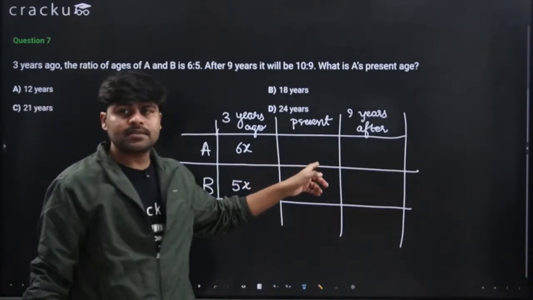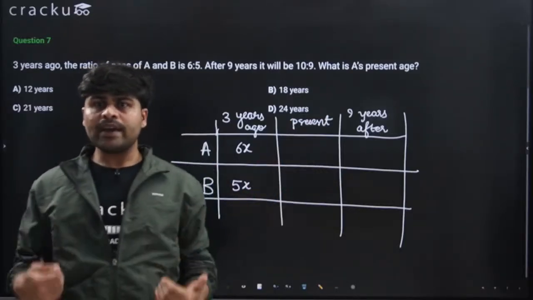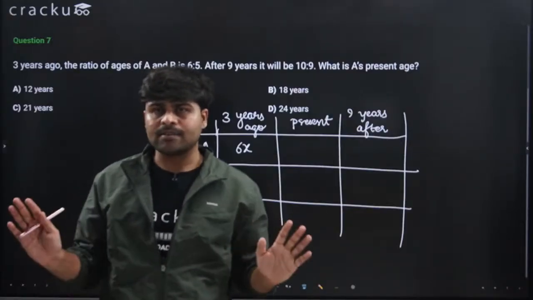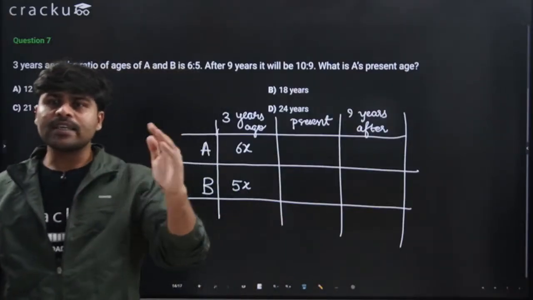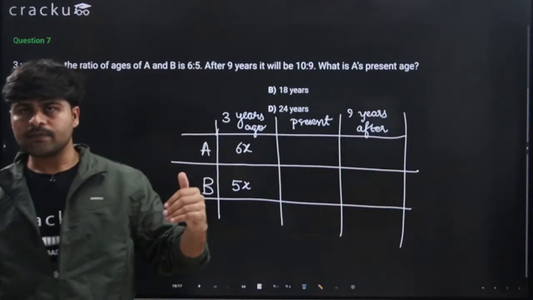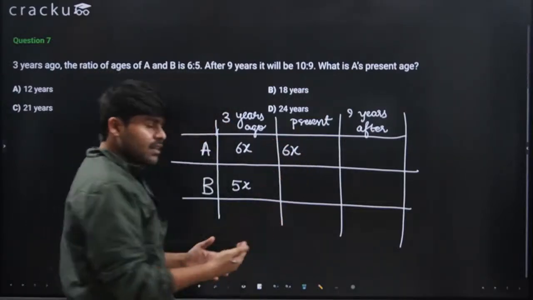What happens in the present? In the present, the age will increase by 3 years, right? If today my age is 25 years, say, or 26 years, whatever, after 3 years, 3 will be added to it. So it will become 29 years. So the present age is the current one.